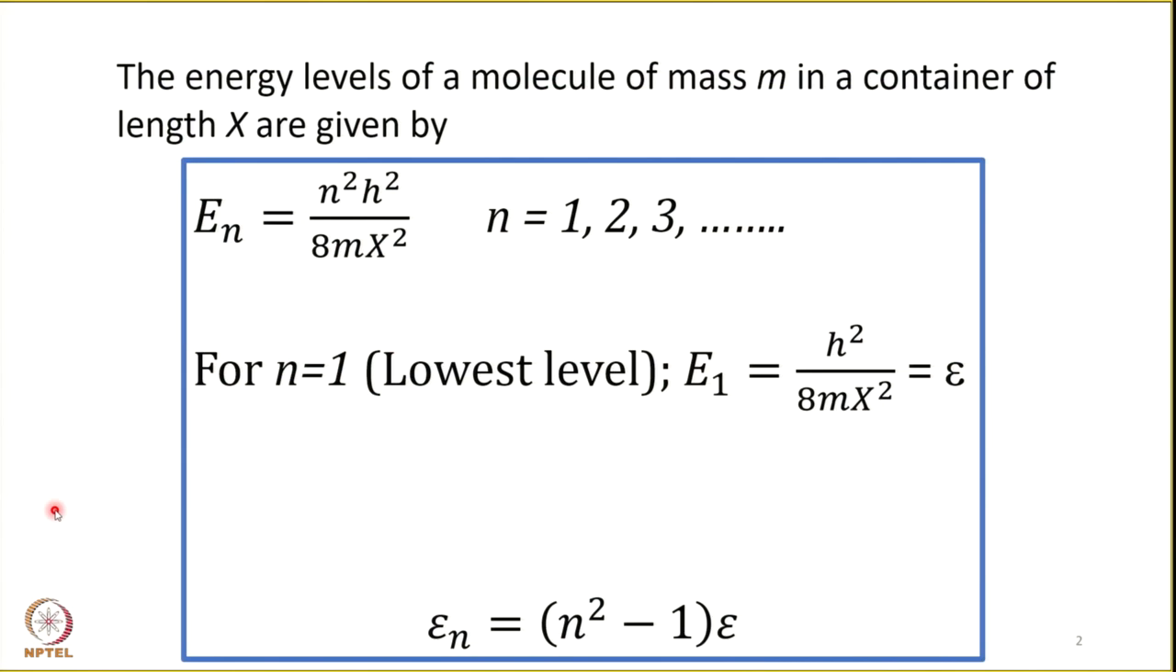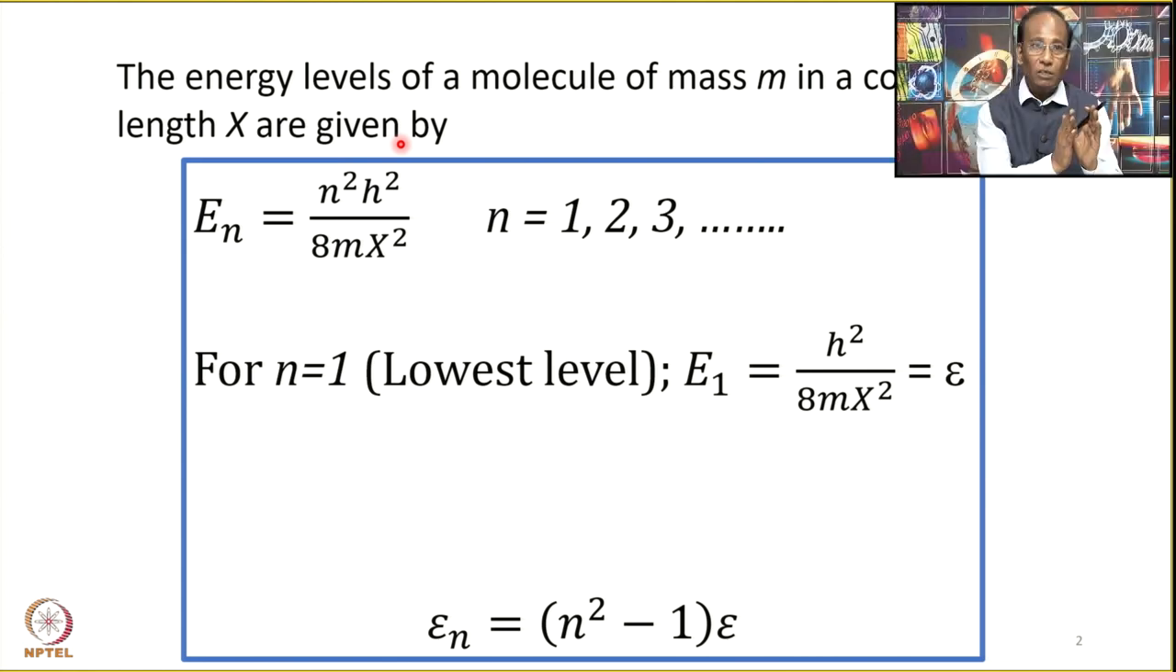So today in the discussion, I will refer back to the particle in a one dimensional box. You remember when you studied quantum chemistry, particle in 1D box, 2D box, 3D box, there you derived expressions for the energy levels. We are going to use that result over here also. Let us begin our discussion. So, let us consider the energy levels of a molecule of mass m in a container of length x. That means you are allowing the particle to move only in one dimension. You are not allowing it to move in y direction or z direction. Only one dimension, length x.